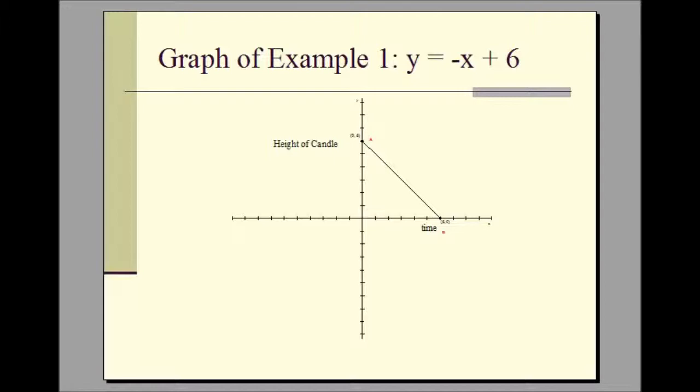Here is a graph of y equals negative x plus 6, where the horizontal axis is the time t and the vertical axis is the height of the candle. Notice that this line segment has the point 0, 6, meaning that at time 0 the candle is 6 inches high. It also has the point 6, 0, meaning after the candle has burned for 6 hours it is burned down completely and is now 0 inches high.